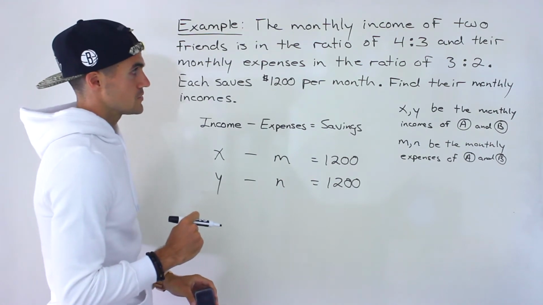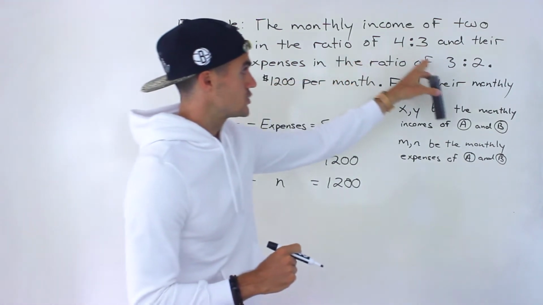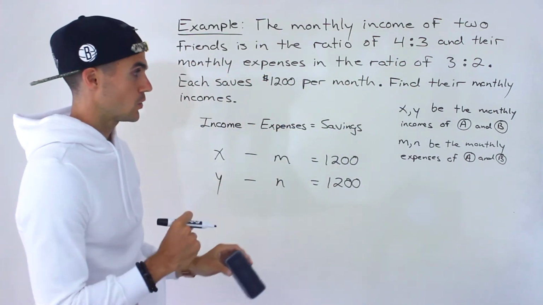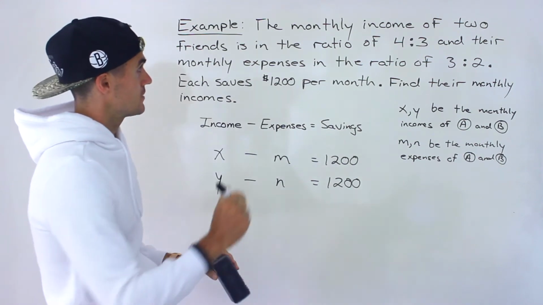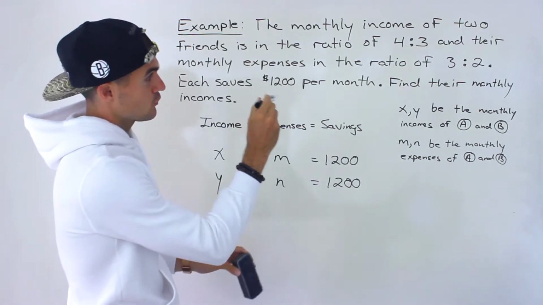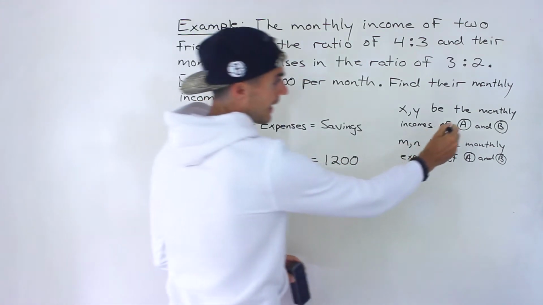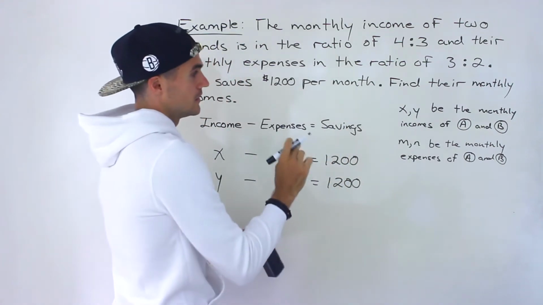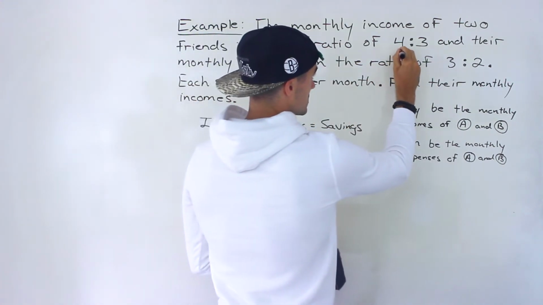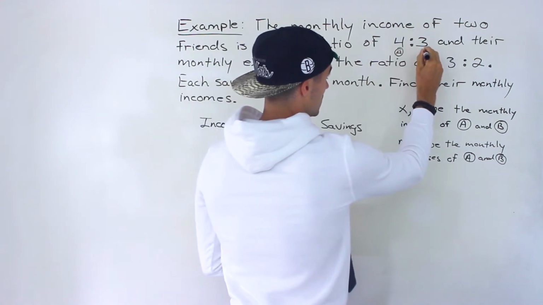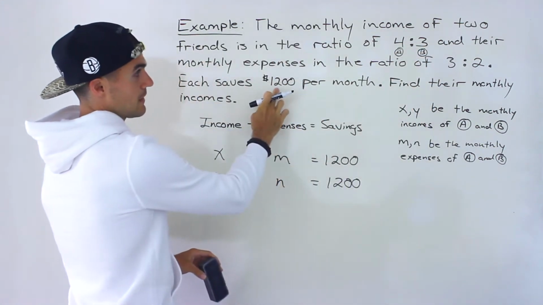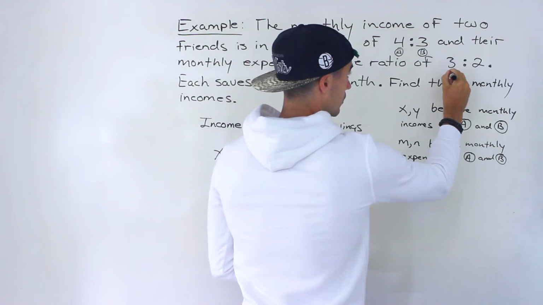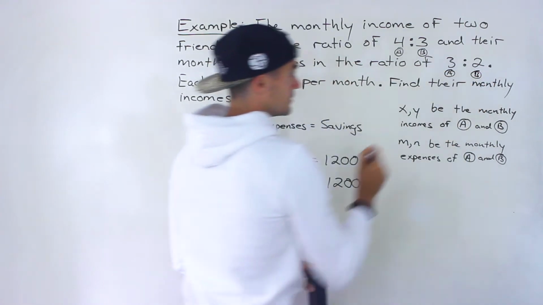Now what we can also do is use these ratios of the incomes and the expenses to create even more equations here. And so we're told the monthly income of the two friends is in the ratio of 4:3. So let's just pretend that friend A has the larger income. So X is the larger income. It doesn't really matter, but let's say that that's what we assume. So this is going to be friend A, this is going to be friend B. And if they're saving the same amount, that means that if friend A has the larger income, they also have the larger expenses.